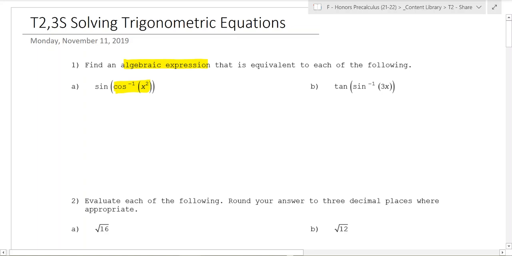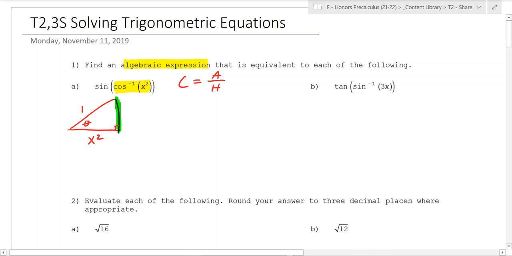Cosine inverse of x squared. That means the cosine of what angle is x squared. Remember, cosine is adjacent over hypotenuse. So the adjacent side will be x squared and the hypotenuse will be 1, if this is theta, and that's a right angle right there. So we need to find the length of this third side.